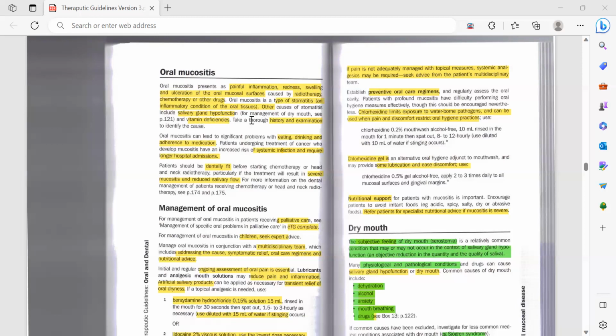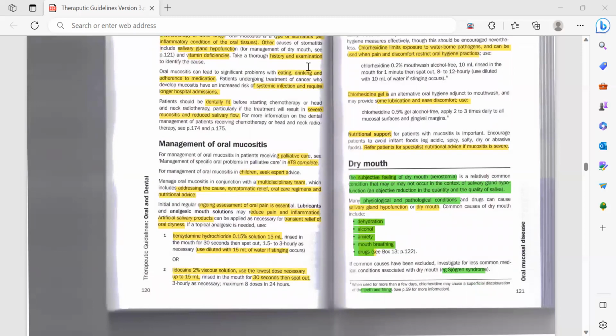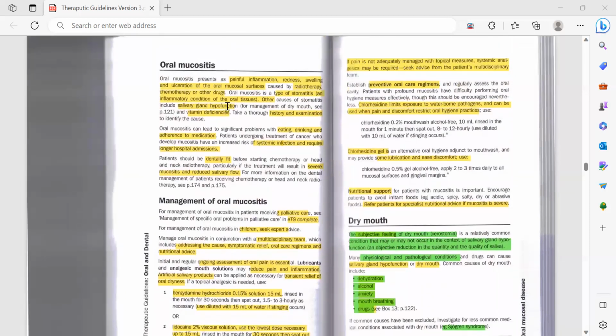So what you need to do is take a thorough history and examination to identify the cause in your patient. Either it is radiotherapy, chemotherapy, another drug, dry mouth, or a deficiency. You need to rule these out by taking the history and doing the examination. Oral mucositis can lead to significant problems with eating. Of course, if your mouth is painful, there would be problems in eating, drinking, and adherence to medication.